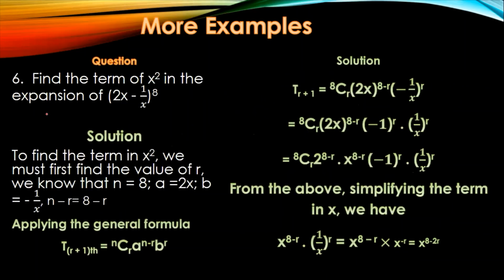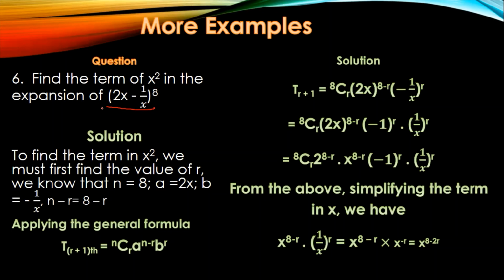Now let's look at this wonderful question which says, find the term of x squared in the expansion of that. The term of x squared in this expansion. Now to find the term of x squared, what do we do? We must first find the value of r. Yes, because we're not given r here, we can't use 2 as our r. So we must first find the value of our r.